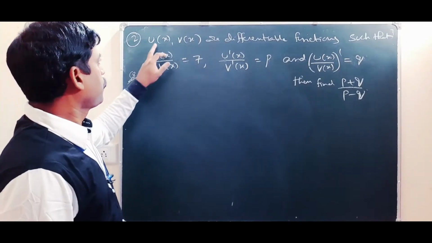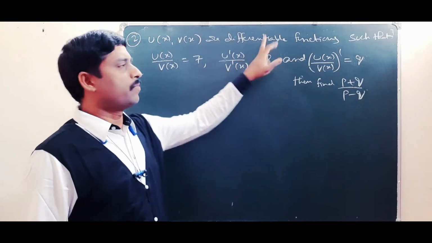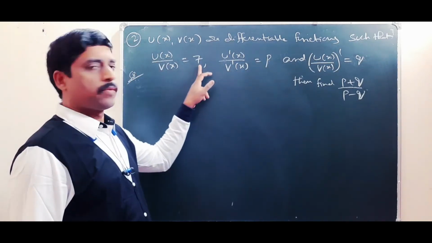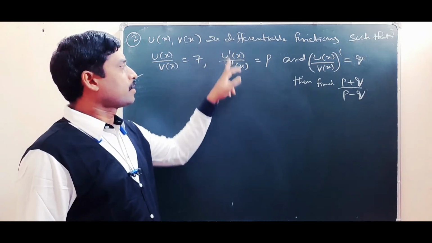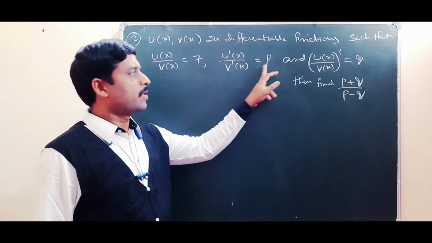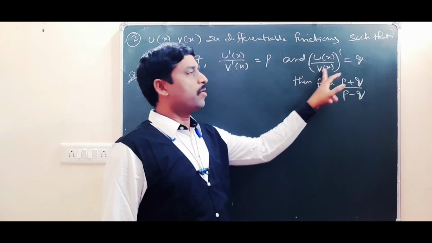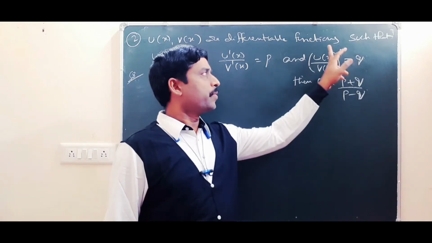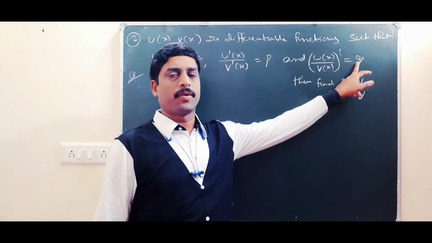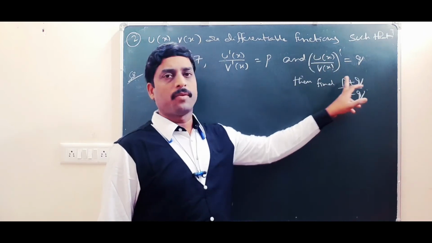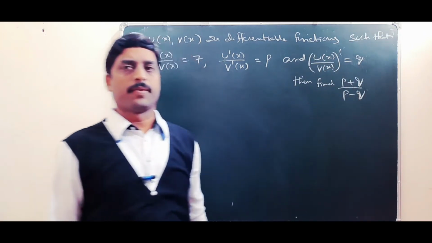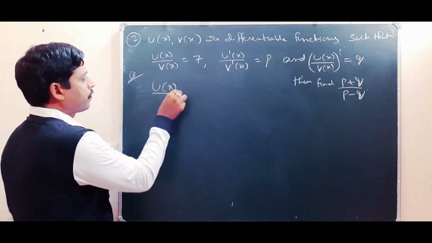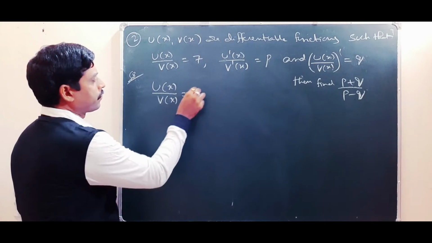From the statement, u of x and v of x are differentiable functions. u of x by v of x value is 7. u dash x by v dash x value is p, as well as u of x by v of x whole dash is equal to q. This means the derivative of u of x by v of x is equal to q. We have to find p plus q by p minus q. What is given? u of x by v of x is equal to 7.